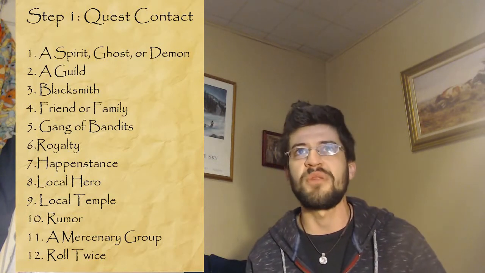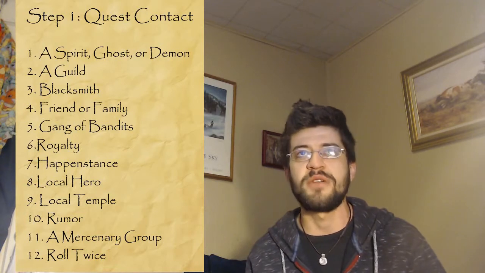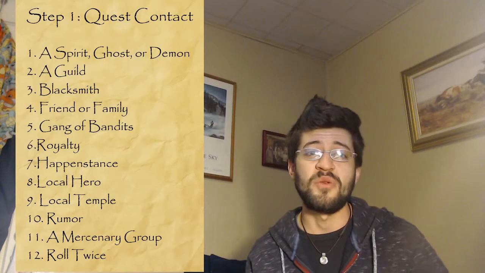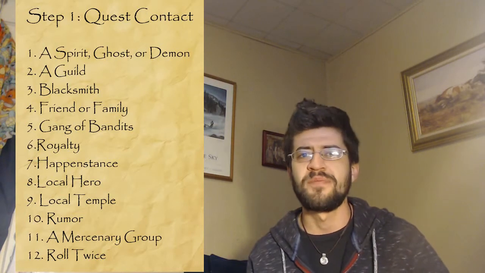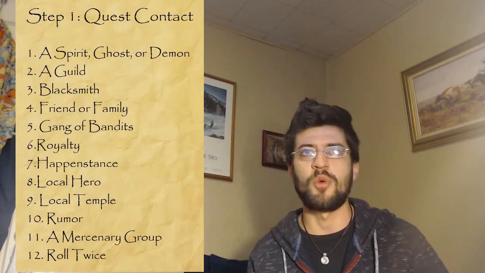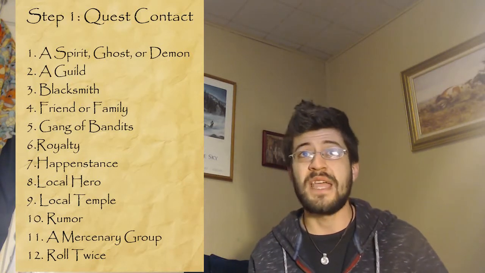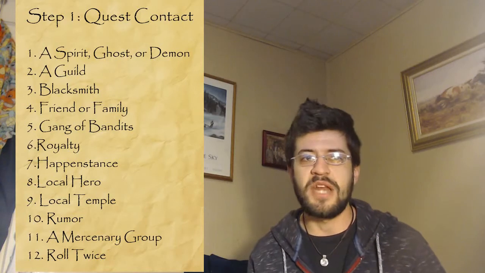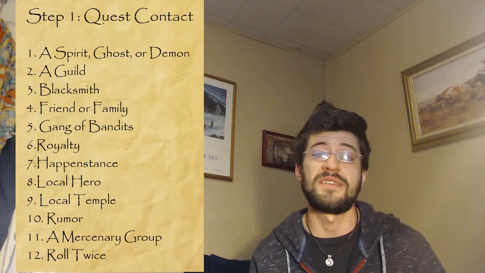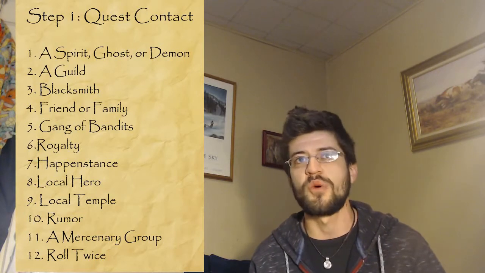Number 2, guild, blacksmith, friend or family. Is someone writing them a letter? Is it a friend who's nearby who's telling them about this? Is it a gang of bandits they spot in a tavern and they notice they're a little tougher and they might be able to help them with a problem? Is the royalty in town? Do they have a problem that needs helping? Happenstance, that's just it randomly happens. They're in the tavern when the quest kind of falls into their laps, sort of thing. A local hero, a local temple, straightforward stuff.